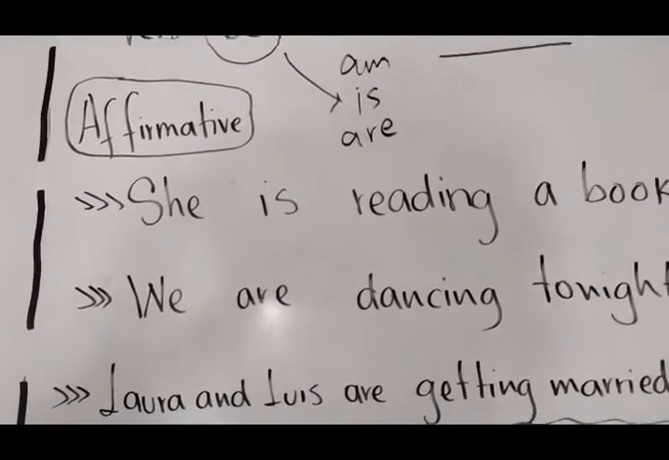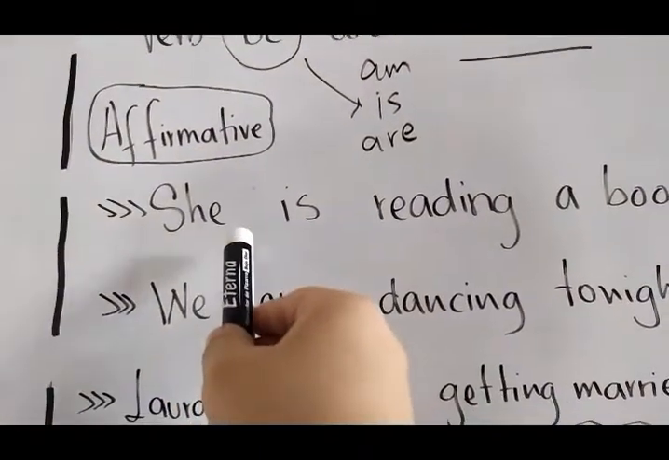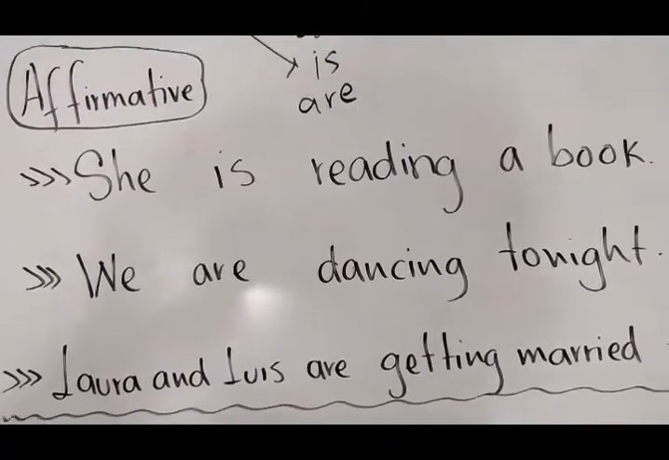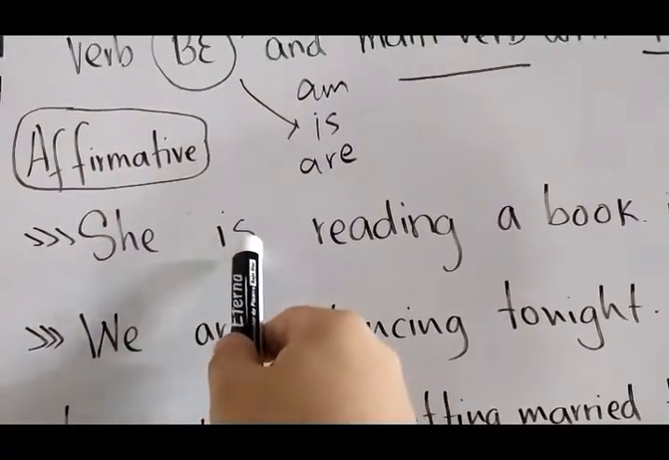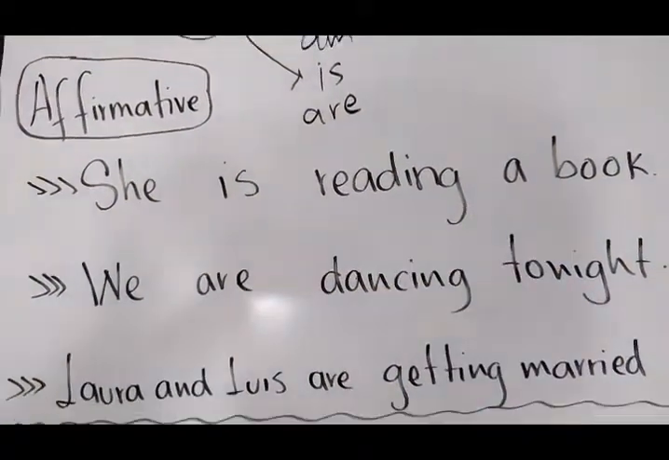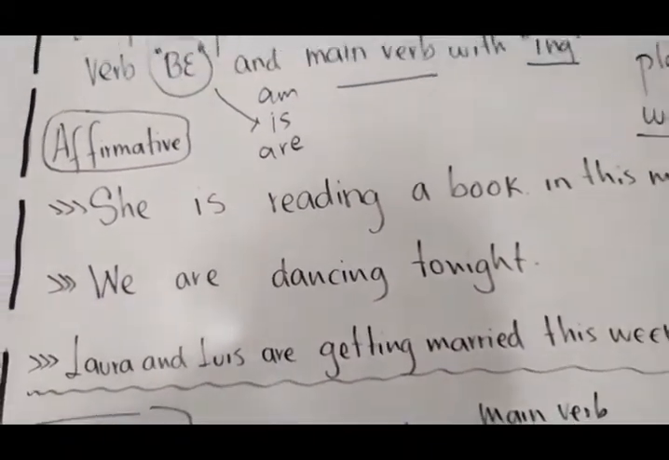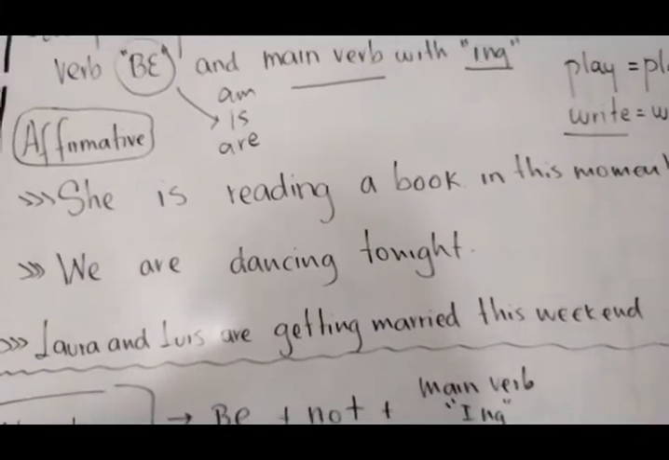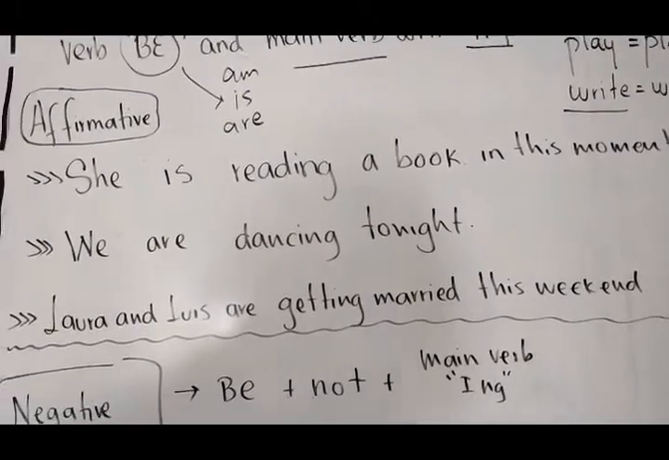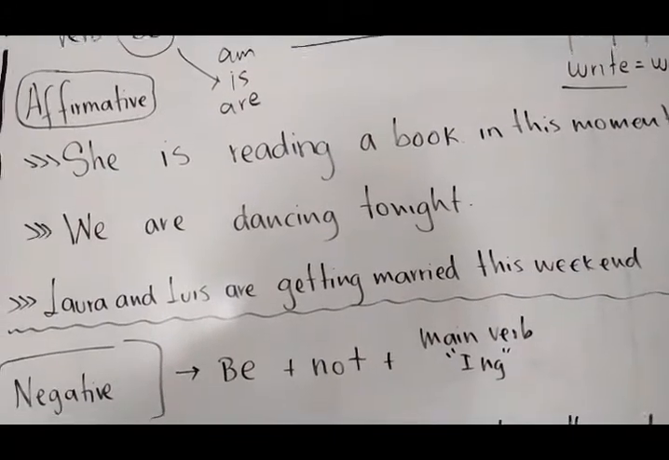So let's see an example of an affirmative sentence. In this case, we start with the pronoun, with the subject that does the action, the verb to be, remember is, are, or am, and we have the verb with the ing. So for example, we have: she is reading a book in this moment. Ella está leyendo un libro en este momento. The next example, we are dancing tonight. Nosotros estamos bailando esta noche.